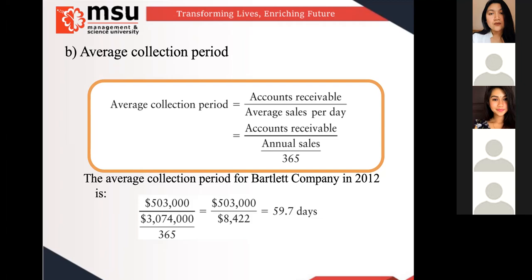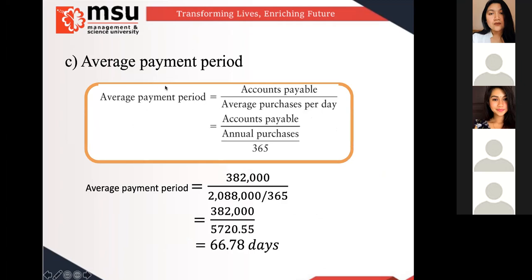All right, so that is the second thing in activity ratio. The third one is average payment period. Average payment period is different compared to average collection period.